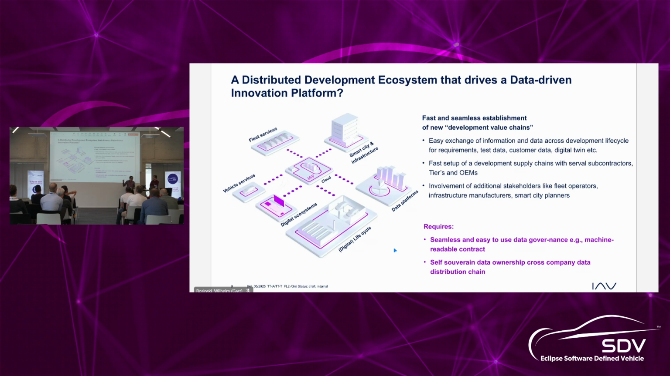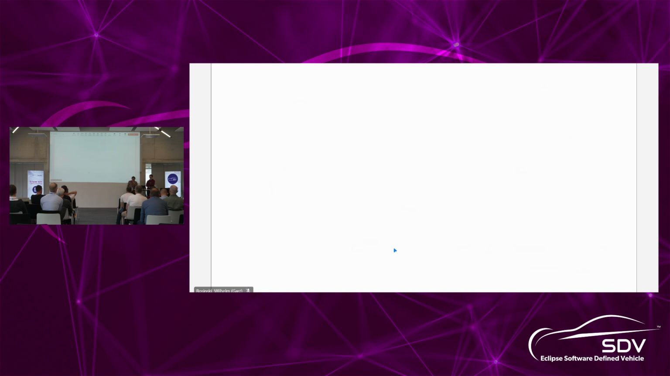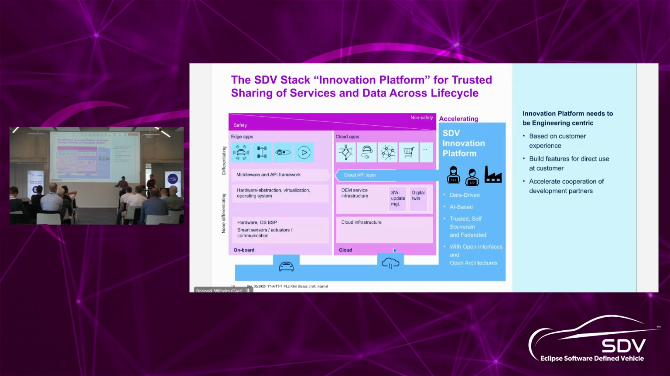And what we would like to have is a seamless and easy integration of all these partners in the development chain. That needs machine readable contracts and self-sovereign identities, which means the companies are sovereign with their data and their information. So now the innovation platform needs to be built around the software stack which is in the vehicle, so that I can build new software every time, putting it out, and making new software, putting it out. And this is the task of the innovation platform.